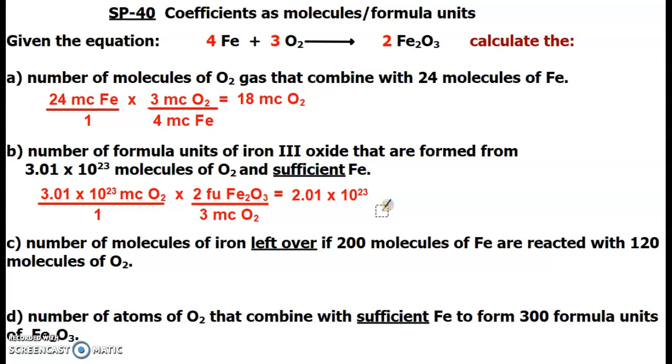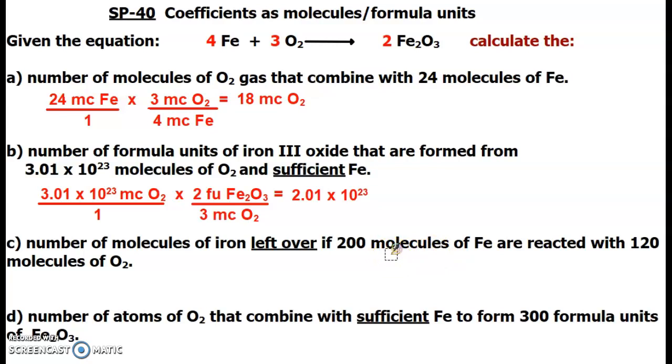All right, C. This one says the number of molecules of iron left over if 200 molecules of iron are reacted with 120 molecules of O2. So right now we know we have too much iron. And so I've given you 2 numbers, and you have to decide which one to start with. And I'll just give you an example.